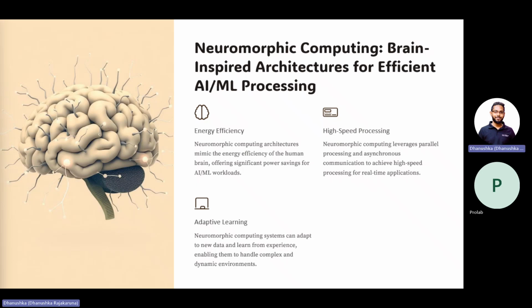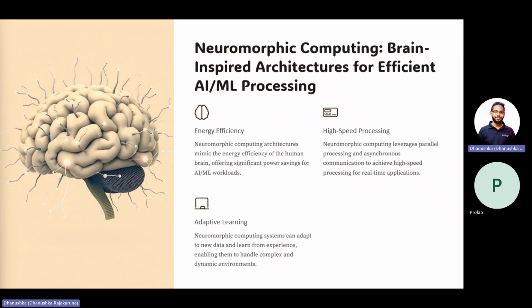So the components of neuromorphic hardware are artificial neurons and synapses, crossbar arrays, memory storage, event-driven sensors. The advantages of neuromorphic computing are energy efficiency, real-time processing, scalability, and robustness.